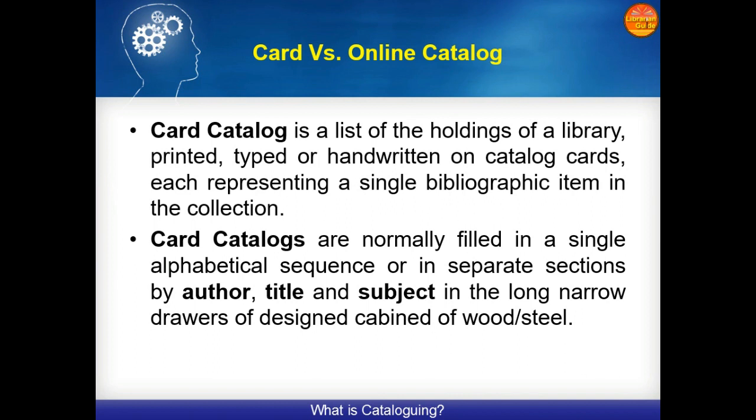Actually, a card catalog is a list of the holdings of a library which is printed or typed or handwritten on a catalog card, and each card represents a single bibliographical item in the collection. These card catalogs are normally filed in a single alphabetical sequence or in separate sections by author, title or subject in the long narrow drawers of a designed cabinet, generally made of wood or steel.